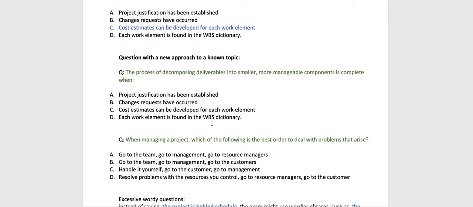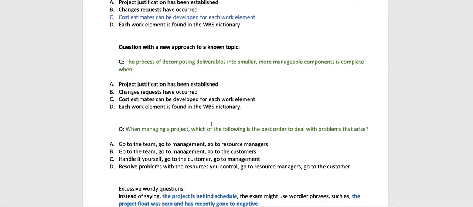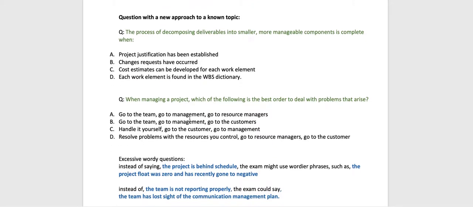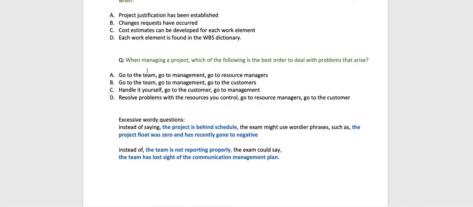Okay. So there is a question, I would say, let's talk about this question. When managing a project, which of the following is the best order to deal with the problems that arise? When you're managing a project as a project manager, what are you going to do? Just think about it, and I want you to let me know. Actually, I really want you to think in your mind. What are you going to do?